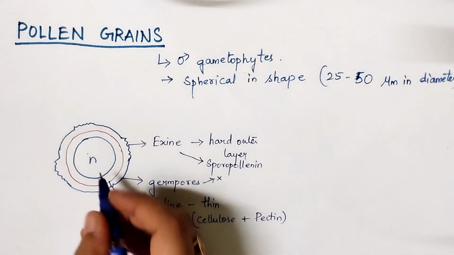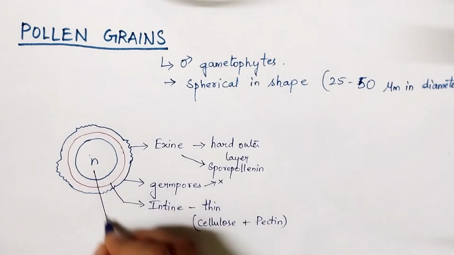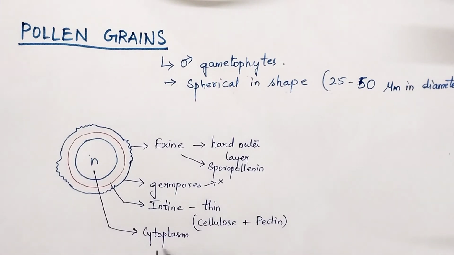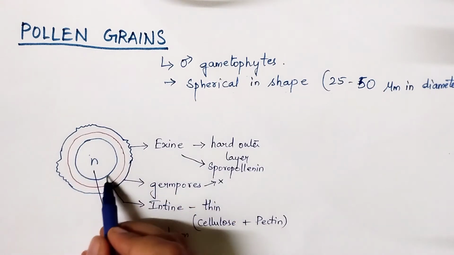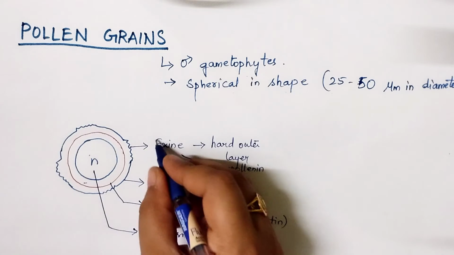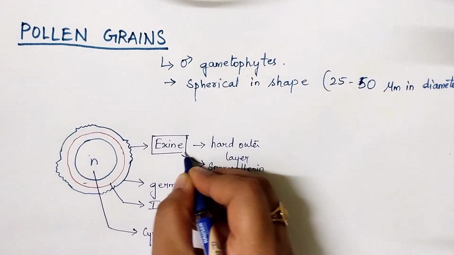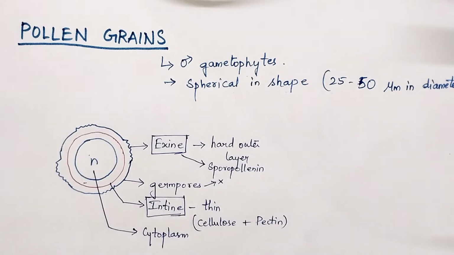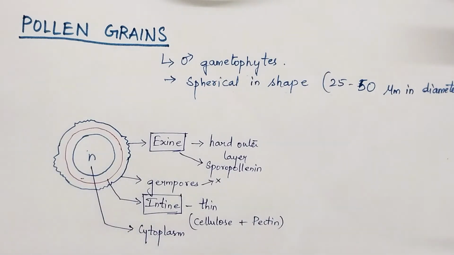Now here inside is the cytoplasm. The cytoplasm of this pollen is surrounded by a plasma membrane. So that means two most important structures: the outermost layer, which is exine, and the innermost layer, which is the intine. Okay, now this is the general structure.